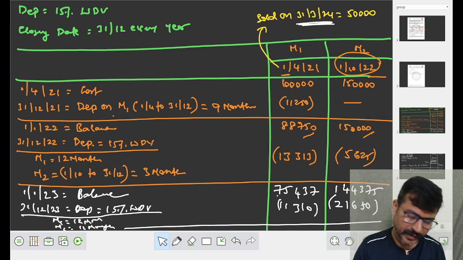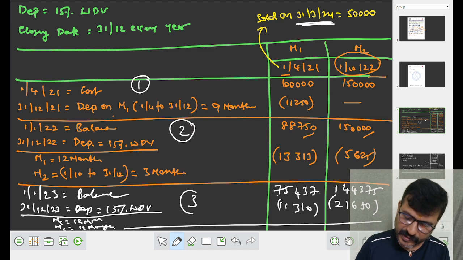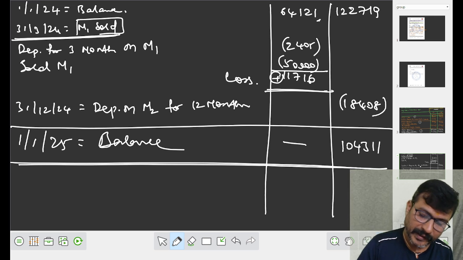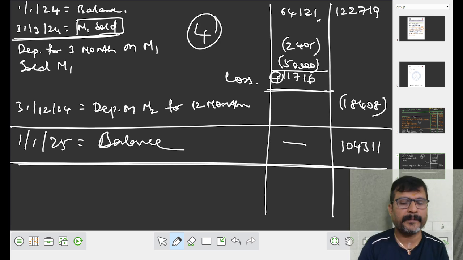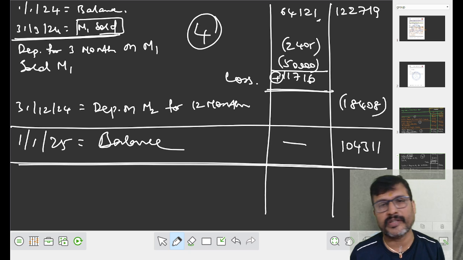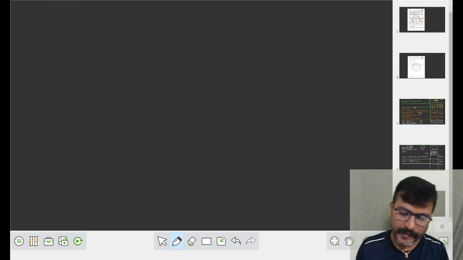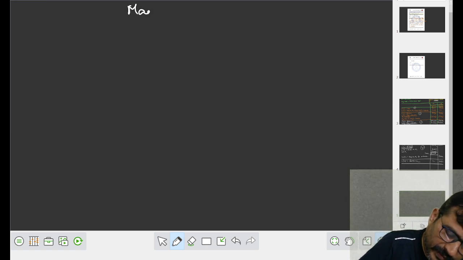How many years? This is first year 21, right? This is your second year, this is your third year, and this is all about your fourth year. So now we have to prepare the machinery account, then provision for depreciation account, then machinery disposal account. Shall we prepare? First, machinery account.